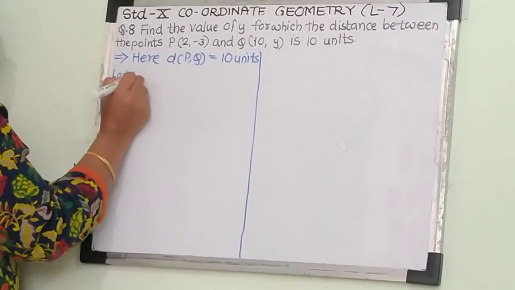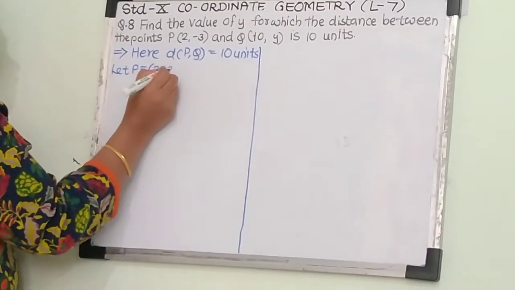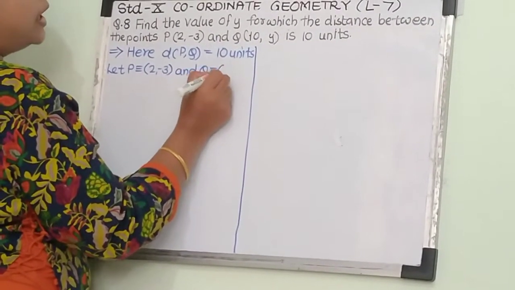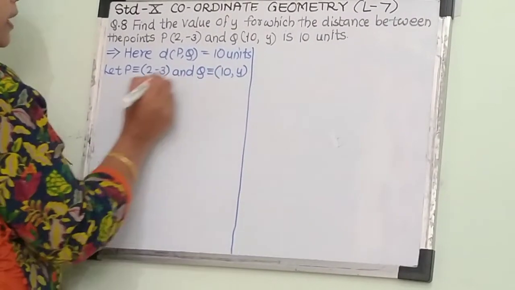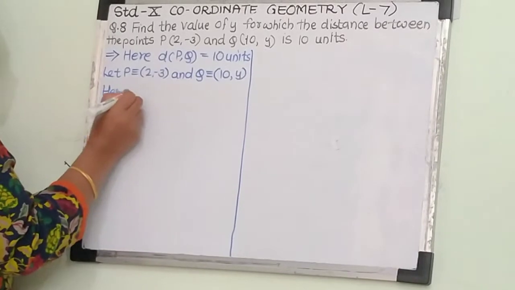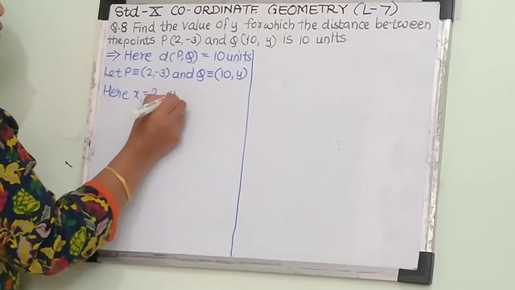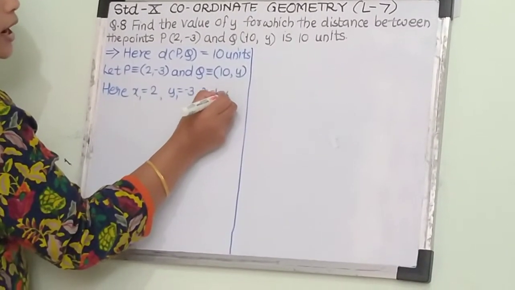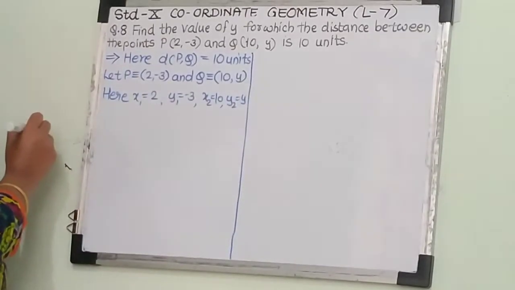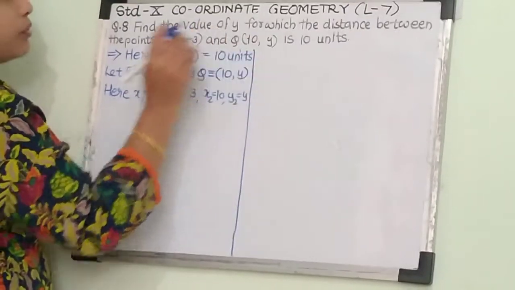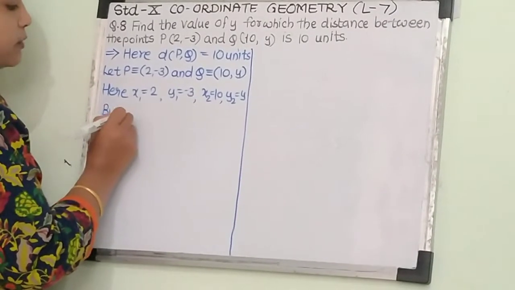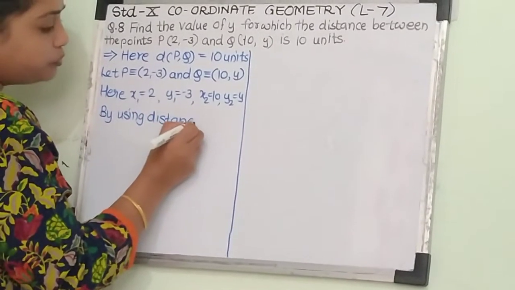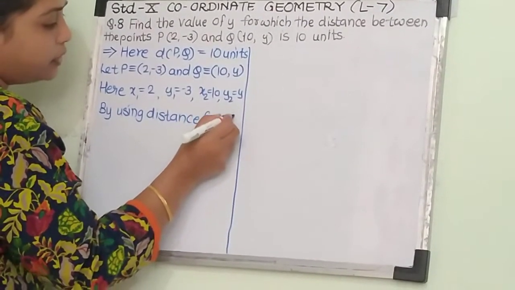We have been given P's coordinates, that is 2, minus 3, and Q's coordinates are 10, y. So here we get x1 equals 2, y1 equals minus 3, x2 equals 10 and y2 equals y. Then we have to find the value of y. So by using the distance formula, we know the distance formula.